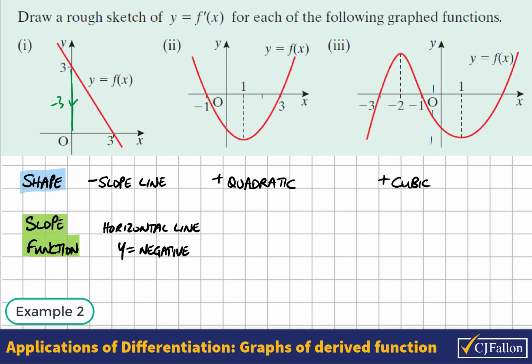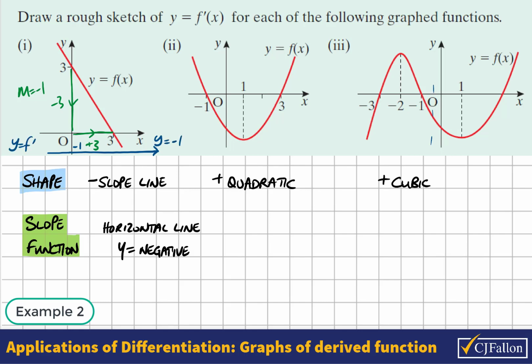So the rough sketch in example 1 will be a horizontal line parallel to the x-axis but below the x-axis. In fact, we know what this line is, so we know actually it's the line y equals negative 1. So this is a rough sketch of the slope function.